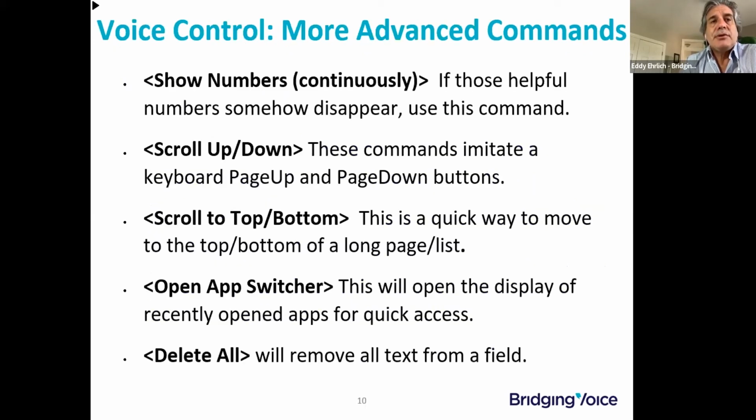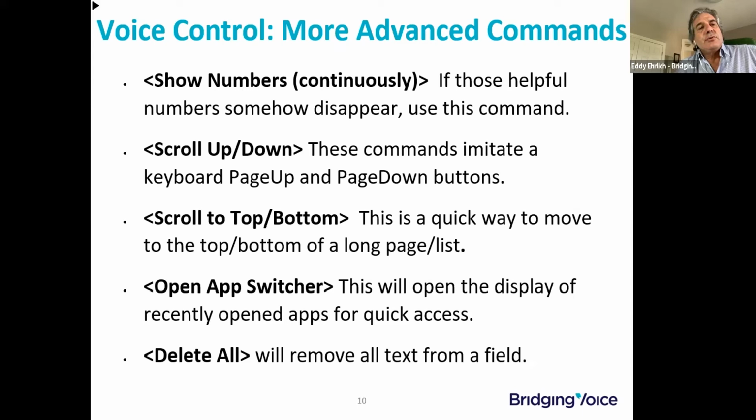Here are just some samples of advanced commands. There is a handout that goes along with this presentation. And so the basic and advanced commands will be on that list, but this is just a selection from 300 commands. So the 6 ones that I showed you before, take a look at these. If the helpful numbers somehow disappear, you can bring them back with the show numbers command. Scroll up and down, much like swipe, and scroll to top and bottom. I used it to get to the bottom of my album, my gallery, because it was quite long. I got to the bottom of the Bridging Voice webpage because it was long.